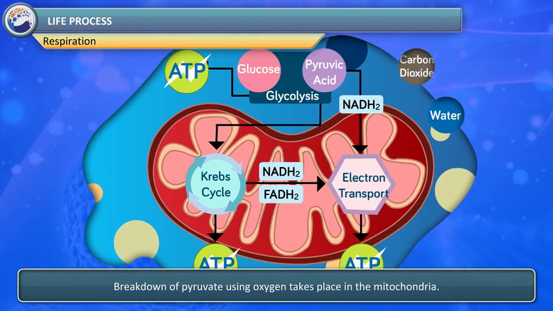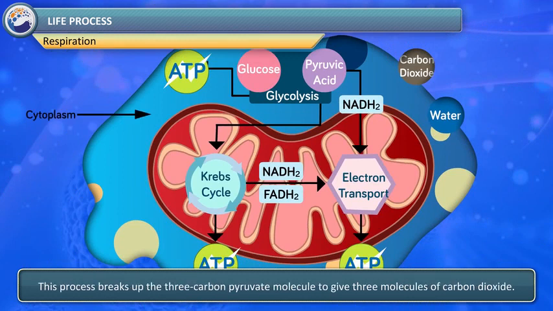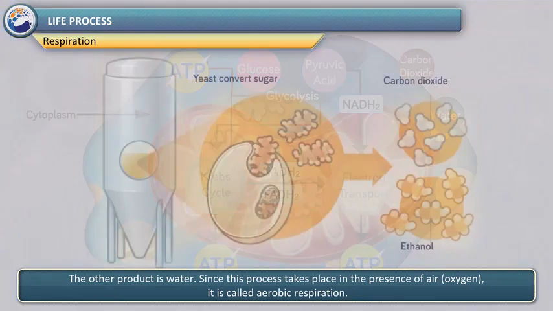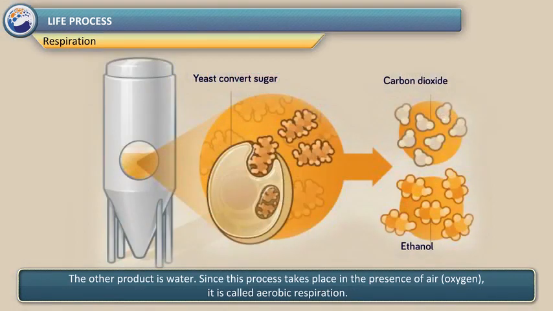Breakdown of pyruvate using oxygen takes place in the mitochondria. This process breaks up the 3-carbon pyruvate molecule to give 3 molecules of carbon dioxide. The other product is water. Since the process takes place in the presence of air, oxygen, it is called aerobic respiration.